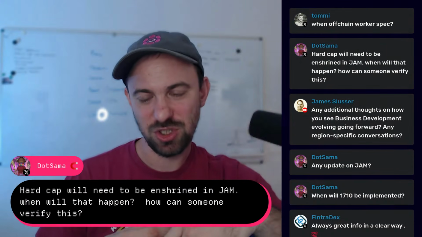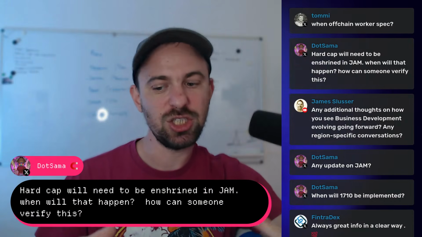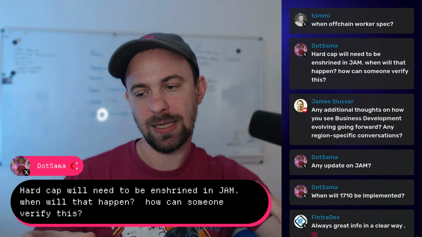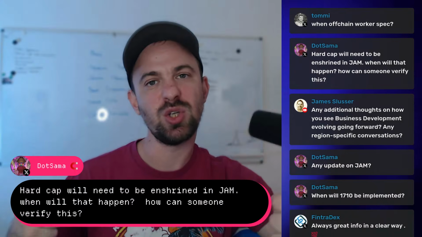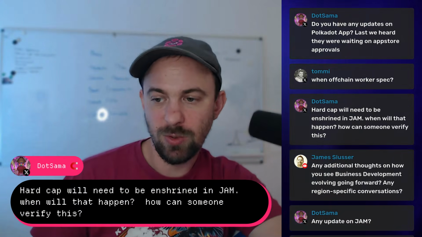So in the future, if there is a change to the core protocol, which will be Jam, the engine, if there is a change to the Jam protocol and the engine, this will go through a hard fork, because essentially this part is ossifying and becoming more stable again. Yeah, and then it will be enshrined in Jam.